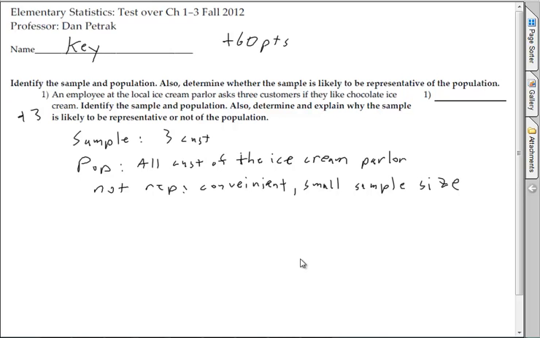So the sample is of 3 customers that actually came and got asked the question and submitted an answer. The population that they're trying to infer to is all the customers, and we would say this is not representative because this is a convenience sample and obviously it's really a small sample too.